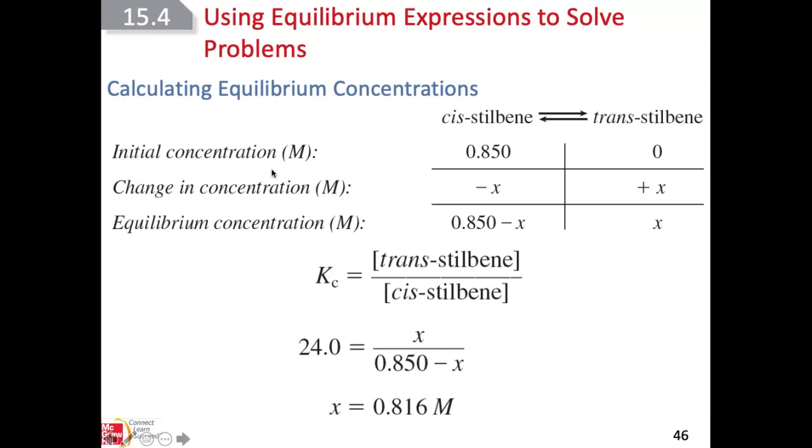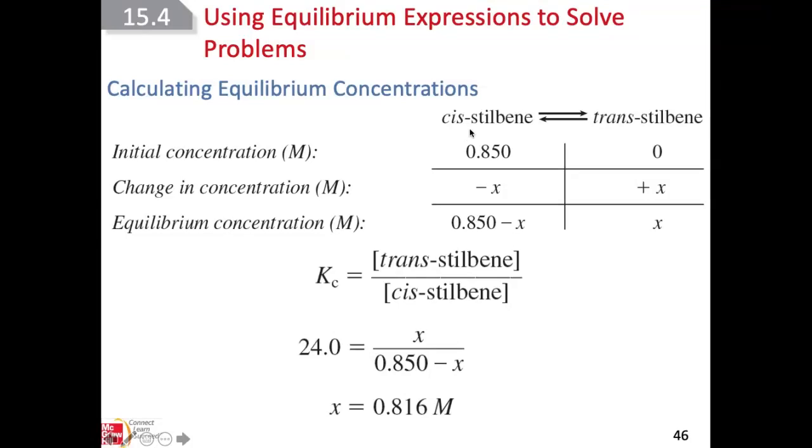So we have to write down the equation, cis forming trans, and then we will put together a table: initial concentration in molarity, change in concentration, of course in molarity, and the equilibrium concentration. We call it an ICE table: initial, change, equilibrium concentration.